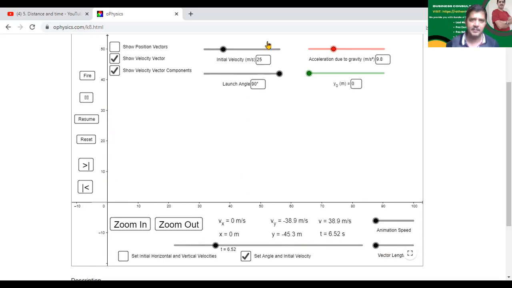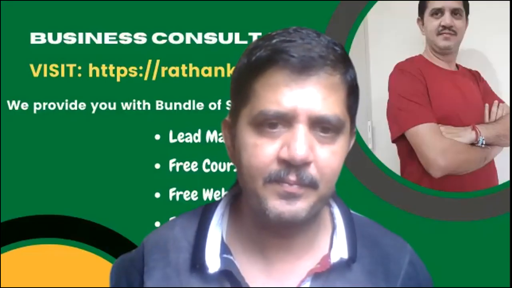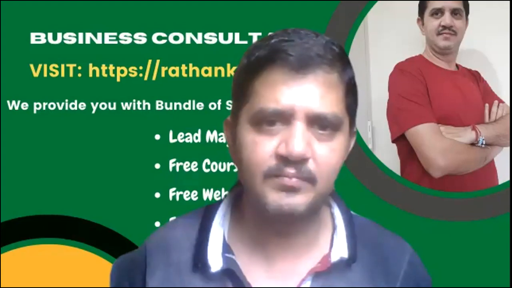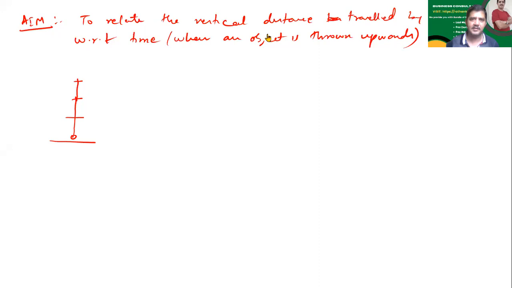Now, once again, let me go to my PPT back. What was the aim? The aim was to relate the vertical distance traveled by an object with respect to time when an object is thrown upwards. Now, what do I do? I take an object here. I throw it from here. The object goes to a certain height. And you are going to find out what is the height reached by the object in a given unit of time. And then what happens? The object again falls down. Now, while doing this, we have fixed V is equal to 25 meter per second. That's what we have done.